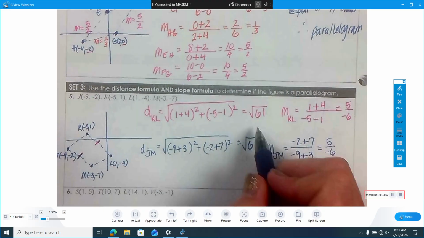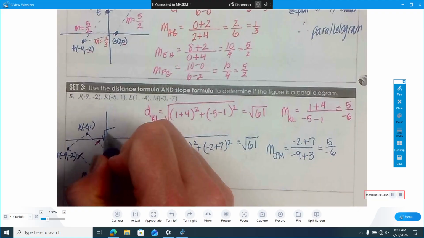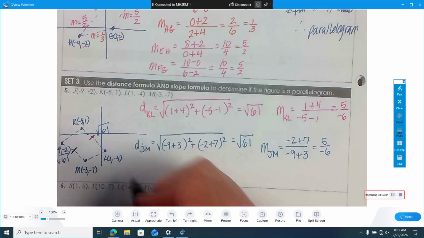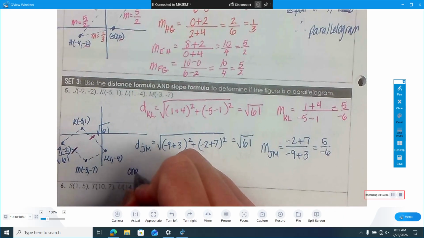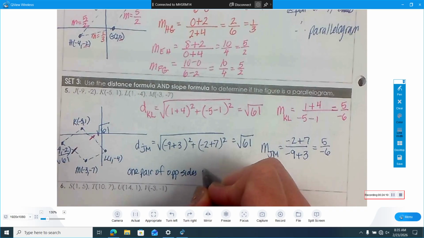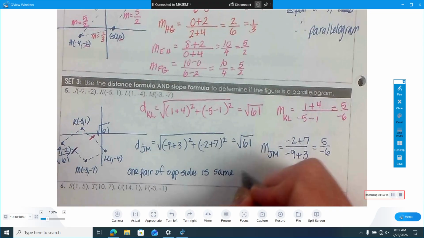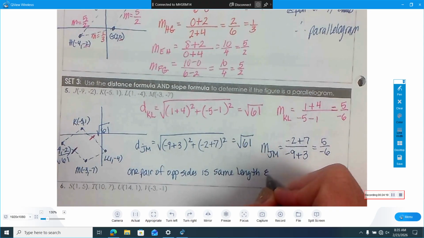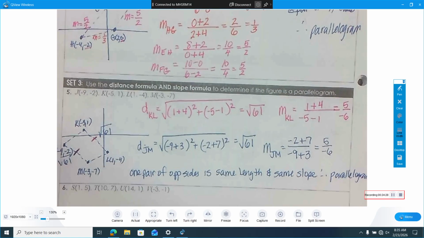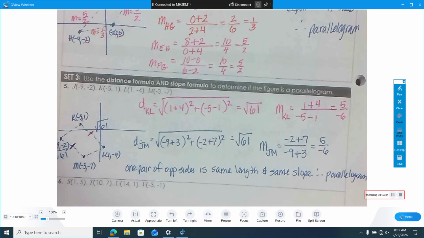So they have the same length, the square root of 61, on both sides, and they have the same slope. So this would be one pair of opposite sides that is the same length and the same slope. Therefore, we get a parallelogram. Congruent and parallel. All right, any questions for me?